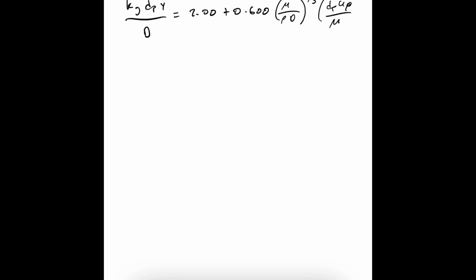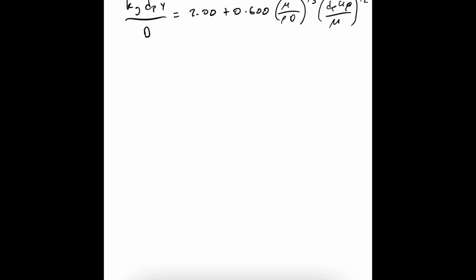The following empirical equation correlates the values of the variables in a system in which solid particles are suspended in a flowing gas. Then they give the equation. I'll go ahead and write that down. Okay, so that's the relationship that they give to us.